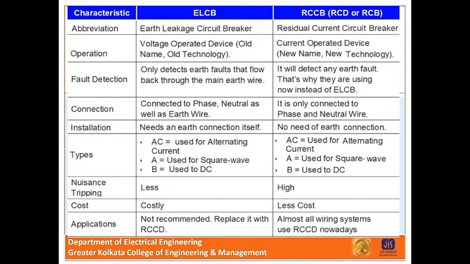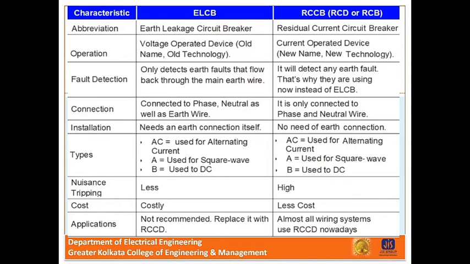According to connection, ELCB is connected to phase, neutral as well as earth wire, but RCCB is only connected to phase and neutral wire. ELCB needs an earth connection itself to install. Now RCCB does not require an earth connection to install.